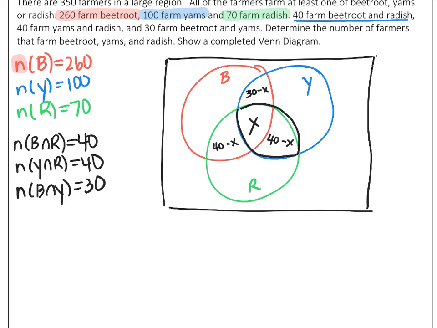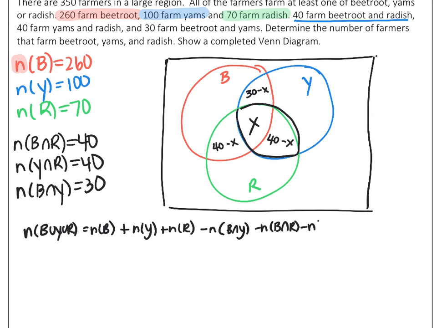So remember that our formula is the number that are beetroot or yam or radish is the number that you have for beetroot, the number for yam, plus the number for radish. You're going to subtract your dual overlaps, so beetroot and yam, beetroot and radish, and yam and radish, and then add in that triple overlap, beetroot and radish and yam.